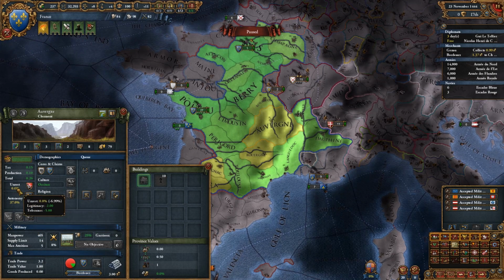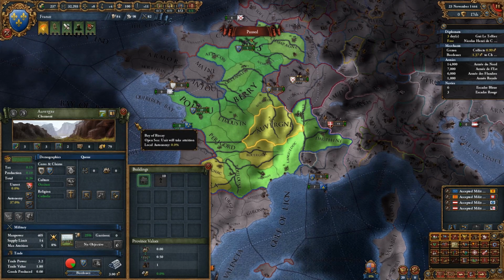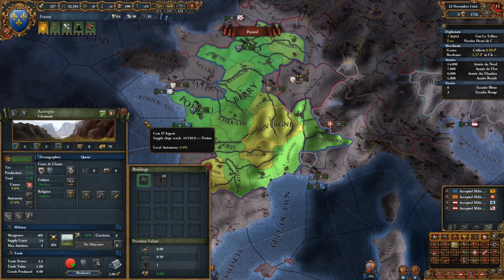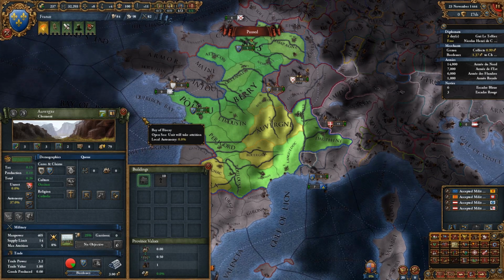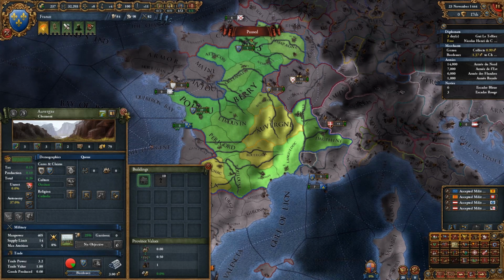You can also buy it back up. If you've got unrest, you can grant them more local autonomy. Also, if you actually capture land from another nation in a war, you will automatically get some local autonomy on that land when you capture it, because obviously they don't really like the fact that you have just taken over their little province.